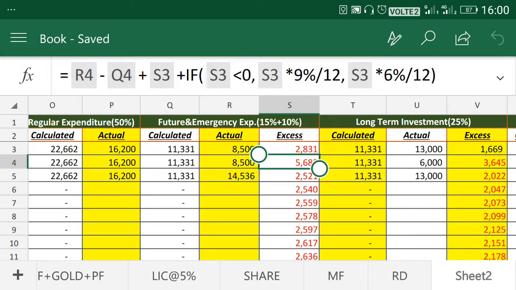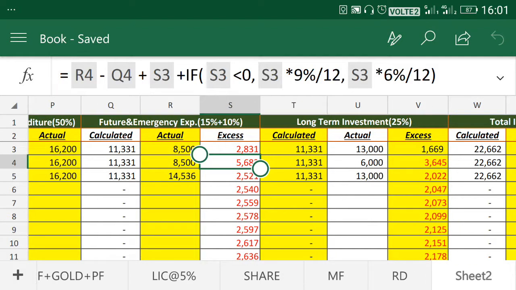Now what is the excess or shortfall? So excess or shortfall will be the difference between the two. Your actual investment R4 minus your calculated investment Q4 plus your excess investment or shortfall, whatever it is, of the previous month, that is S3, this one, plus if there is a shortfall, that will be calculated at the rate of 9%, and if there is an excess amount, that will be calculated at the rate of 6%. You can note down the formula.